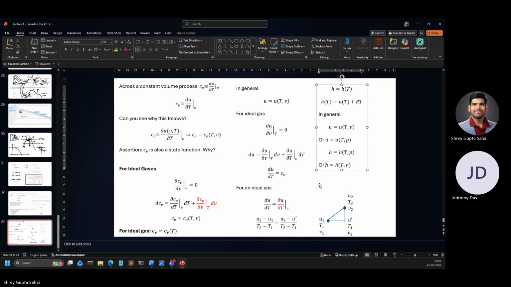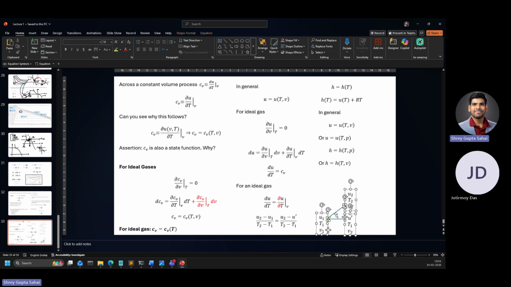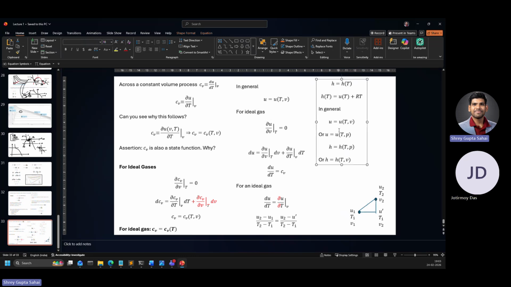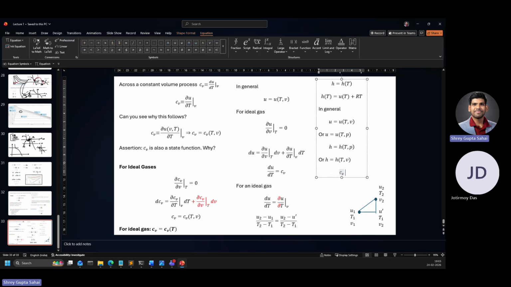Have you heard the assumption of a calorically perfect gas? There's an ideal gas and then there's a calorically perfect gas. I cannot recall, but I have heard it. Calorically perfect gas is a subset of ideal gas where Cv is largely not a function of temperature, it is a constant.